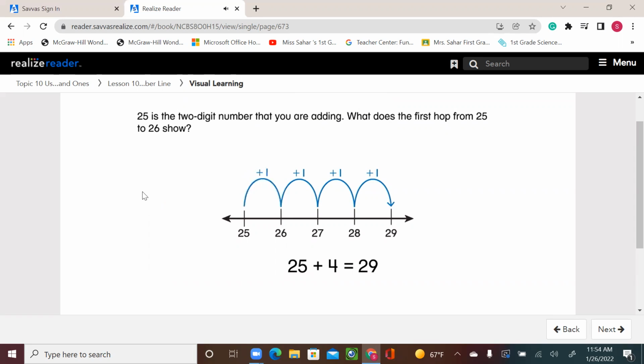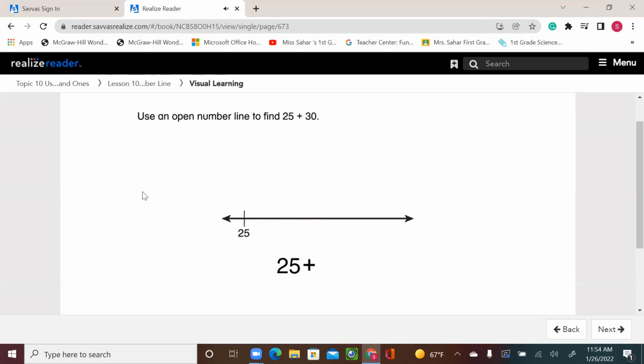What does the first hop from 25 to 26 show? It shows that you counted on one more from 25. How do you know that 29 is the sum? 29 is the sum because you made 4 hops to count on by ones from 25 to 29. You added 4 to 25. Use an open number line to find 25 plus 30.